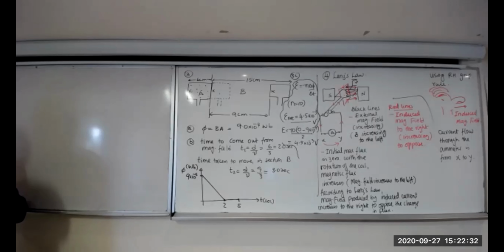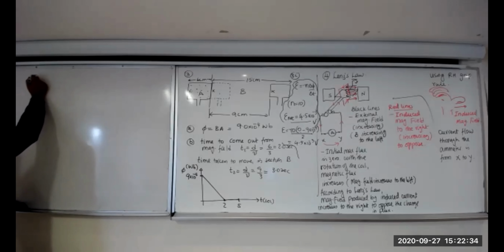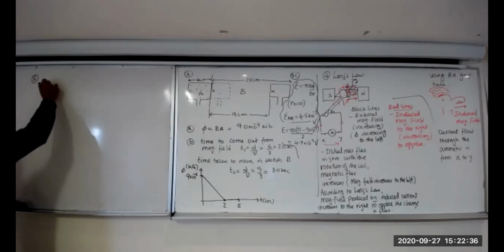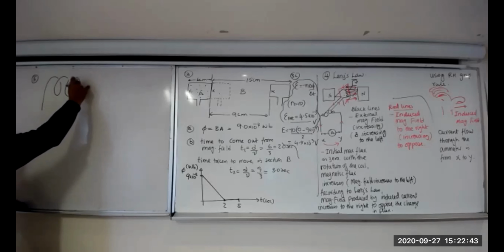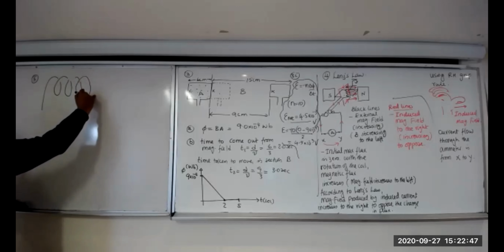All right, so the scenario is you have a solenoid where you're supplying the current to it. Because of that, there will be a change in flux in the coil next to it, the rectangular coil next to it. Something like that.